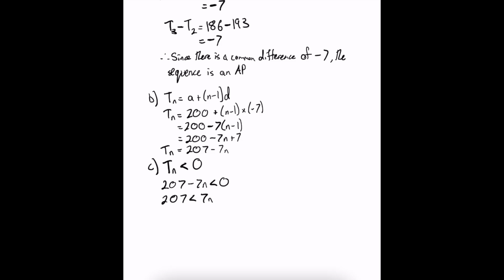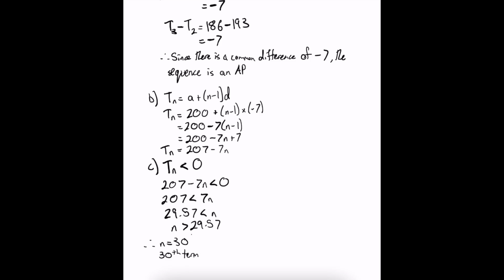And if we divide both sides by 7, we get that 29.57 is less than n, or n is greater than 29.57. So our answer becomes 30. So the 30th term is the first term that's negative, because that's the first term when n is greater than 29.57. It's the first whole number, I should say.